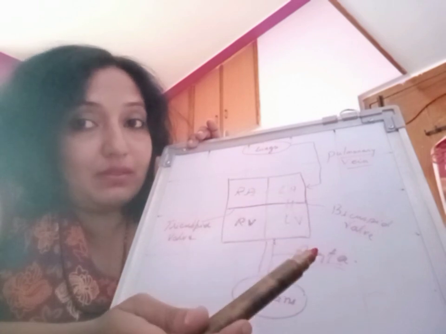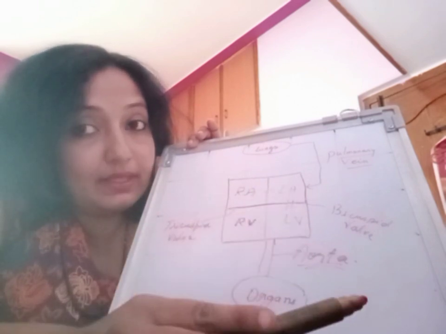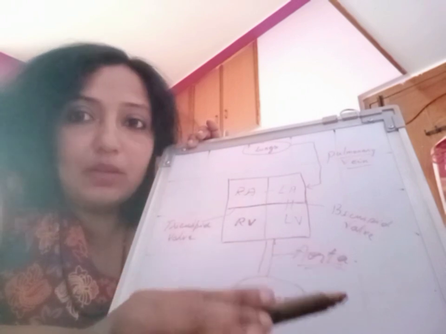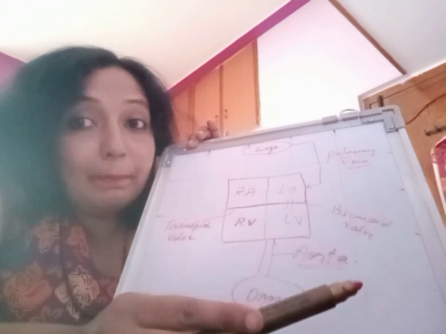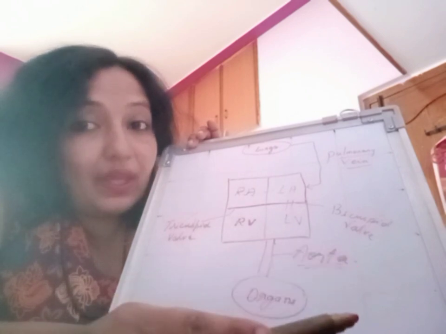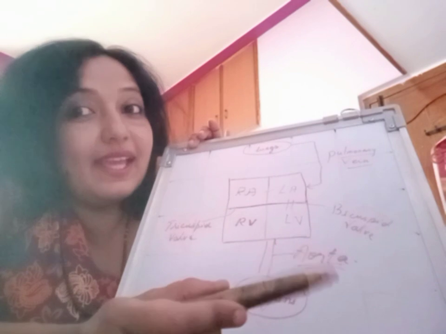You have 2 types. The arteries, normal arteries, carry oxygenated blood. Normal veins carry deoxygenated blood. But only the pulmonary artery and pulmonary vein, it is vice versa. So let us see how.